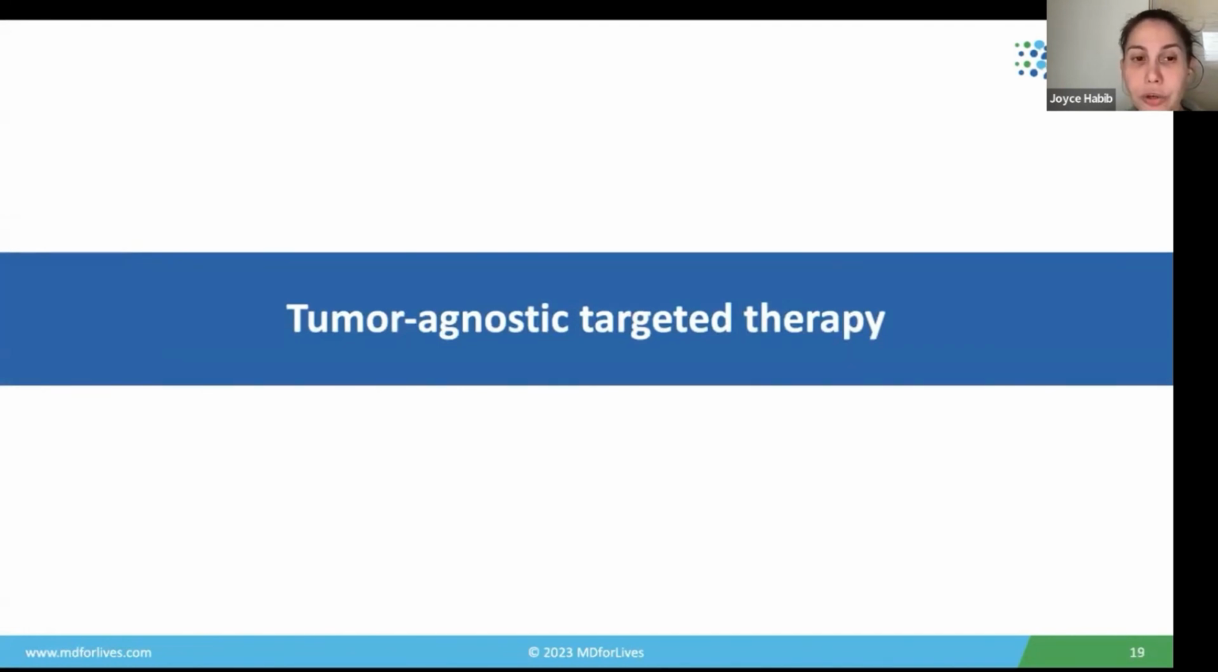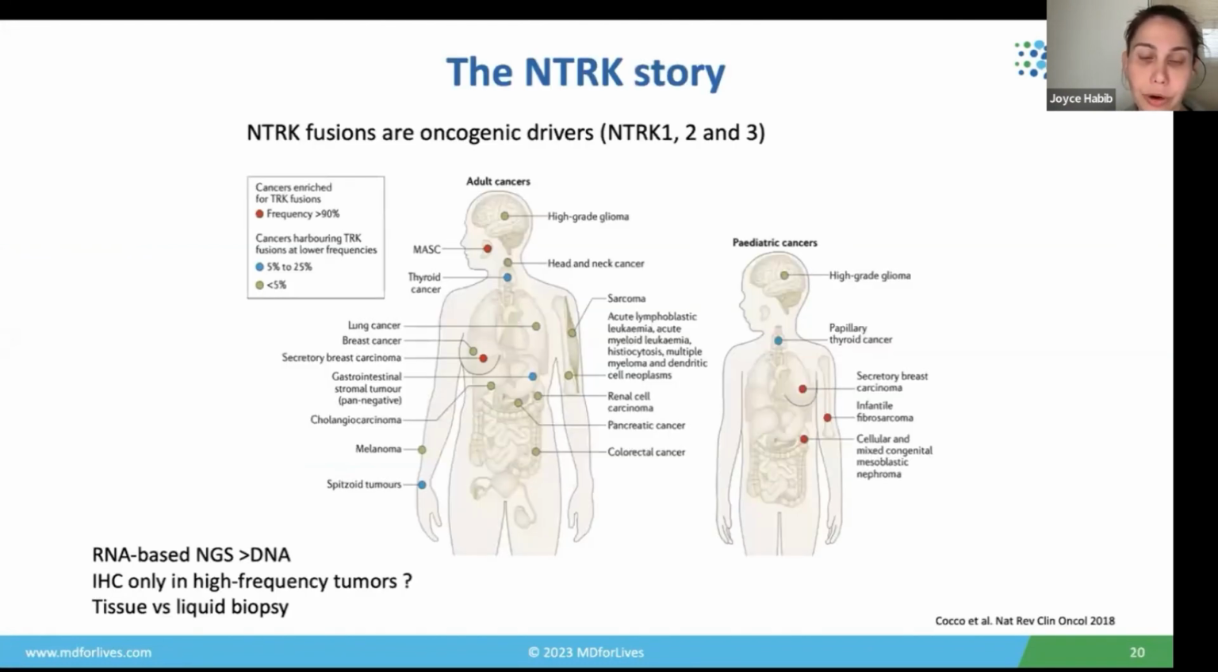So moving on, we're going to touch base on the 3 tumor agnostic approvals for targeted therapy in oncology. I covered the 3 in immunotherapy, and now targeted therapy. I think everyone is aware of the NTRK fusions and NTRK inhibitors. NTRK fusions are oncogenic. Their prevalence varies from tumor to tumor.